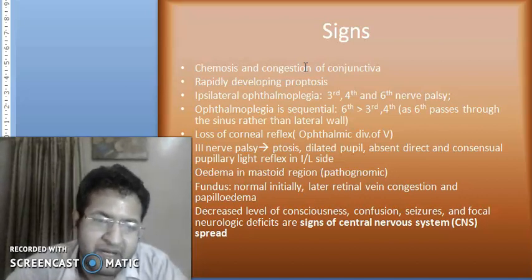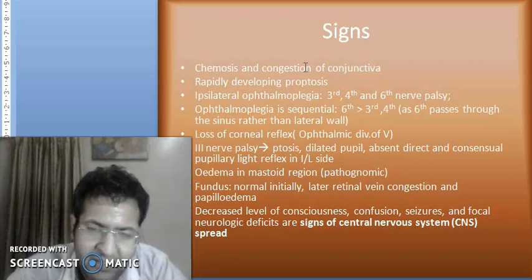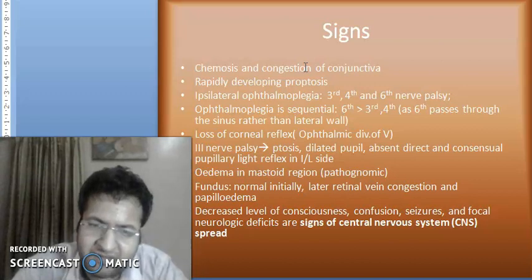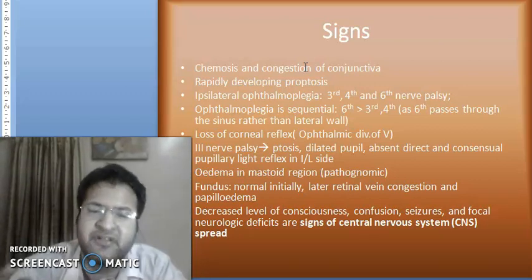There will be edema in the mastoid region. If there is edema in the mastoid region in a patient with orbital cellulitis, it is pathognomonic for cavernous sinus thrombosis.